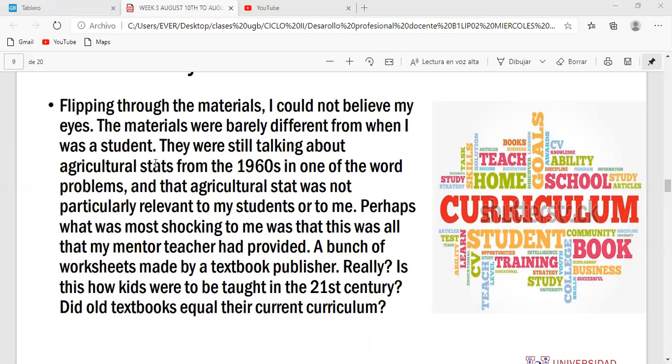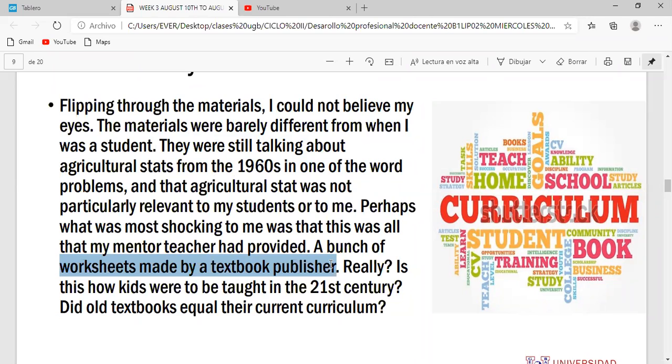Now, this teacher wonders how in the world you're gonna teach nowadays students with text from 1960s. How in the world are you gonna have worksheets made by textbook publishers? You know what I mean? So she was basically criticizing the system. And this is happening in our public education.